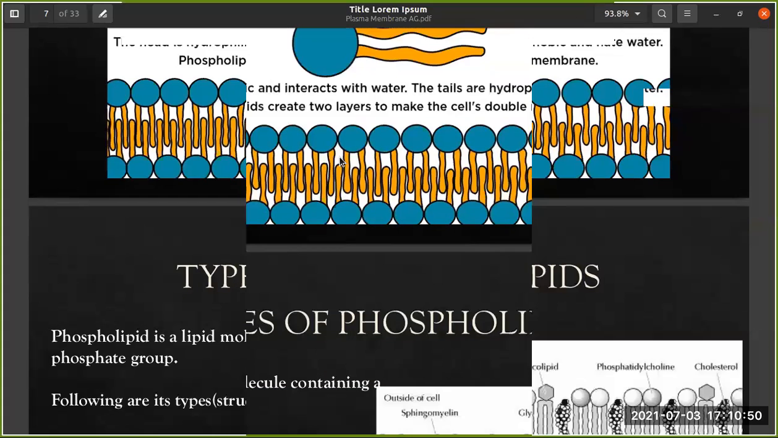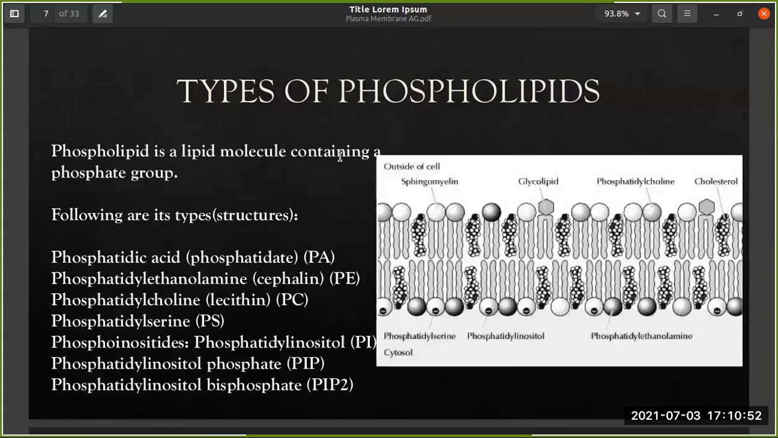So this is the basic organization of the membrane. Let us go to the next. What are the types of phospholipids which are present? You have phosphatidic acid, phosphatidyl inositol, phosphatidyl ethanolamine, phosphatidyl choline, phosphatidyl serine, and other phosphatidyl groups. So this is the bilayer. You can see the lipid bilayer.